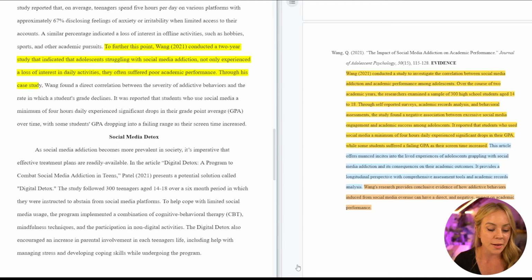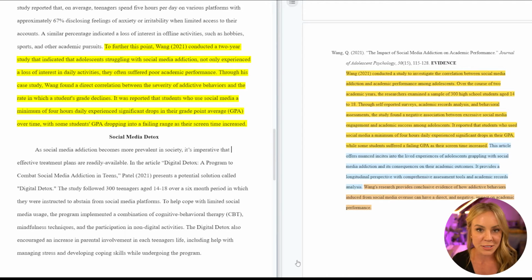Through his case study, Wang found a direct correlation between the severity of addictive behaviors and the rate in which a student's grade declines. It was reported that students who use social media a minimum of 4 hours daily experience significant drops in their grade point average over time, with some students' GPA dropping into a failing range as their screen time increased. So note how these two sections complement each other in the order that we've included them in our literature review.